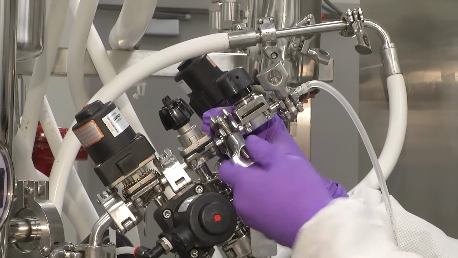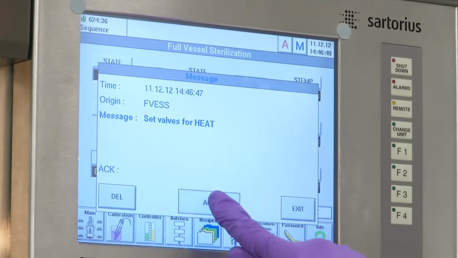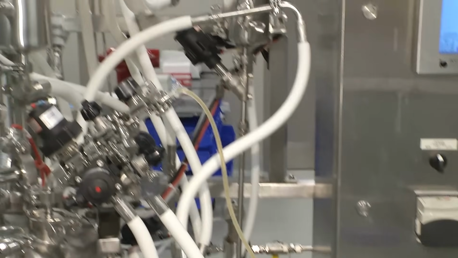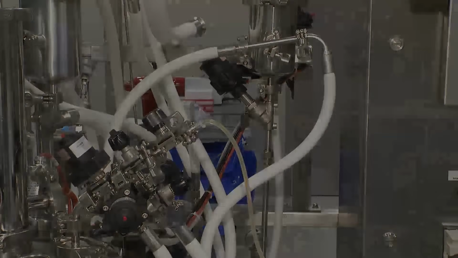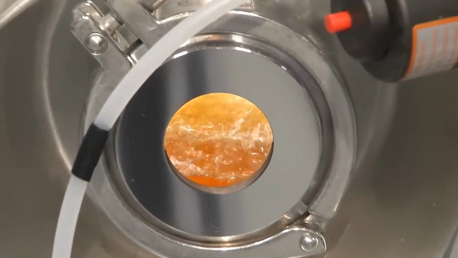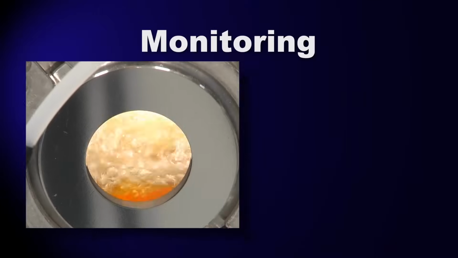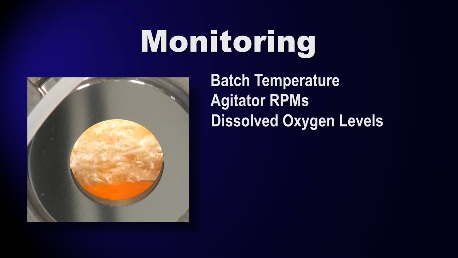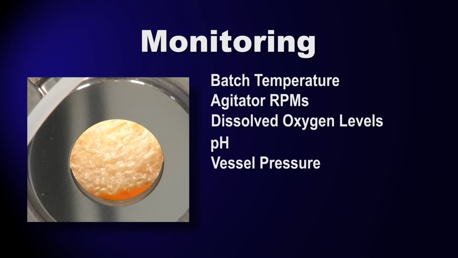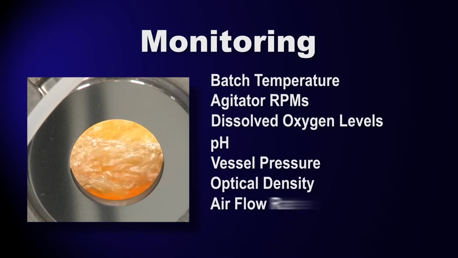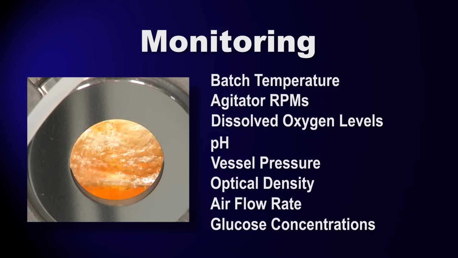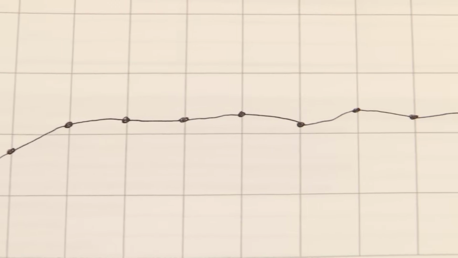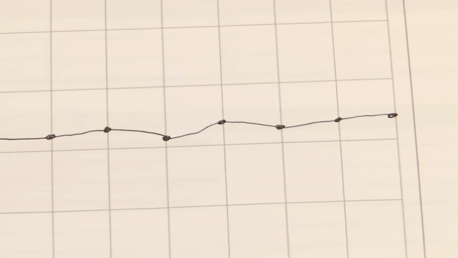After the inoculation hose is connected to the reactor and steamed for 20 minutes, the expanded seed stock is pumped into the reactor containing the media. Fermentation now begins. The operator takes zero-hour readings and begins to regularly monitor batch temperature, agitator RPMs, dissolved oxygen levels, pH, vessel pressure, optical density, airflow rate, and glucose concentrations. Optical densities and glucose concentrations are of particular interest, so they're graphed as well as documented.